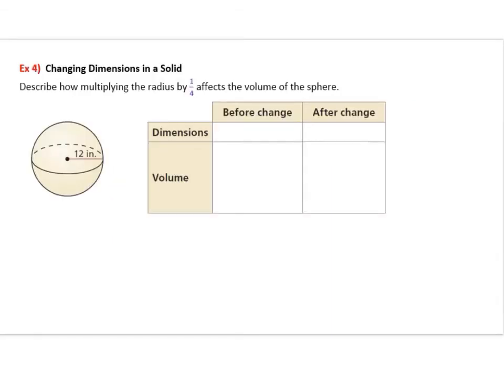All right, next let's see what happens when we change dimensions. What's the effect on the volume of a sphere? So let's describe how multiplying the radius by 1/4 affects the volume of the sphere. As usual, we look at the before change. Before we change the dimensions, our radius is 12 inches. We plug that 12 into our volume formula. Again, leave it exact so we can compare to the exact on the after change, and we get a volume of 2,304 pi inches cubed. This is before we do any changes on radius.